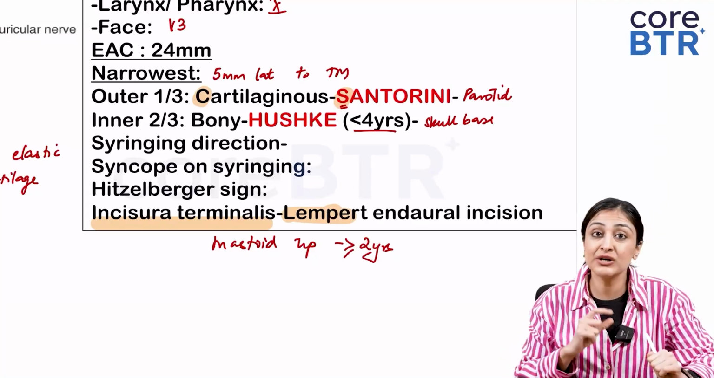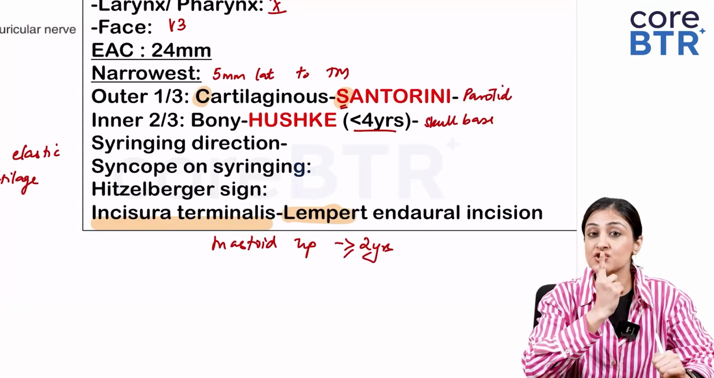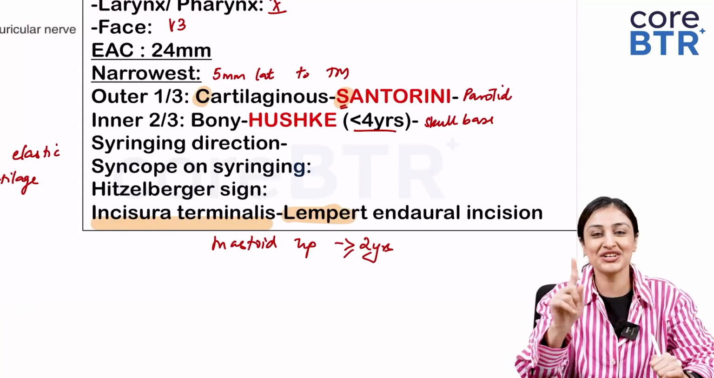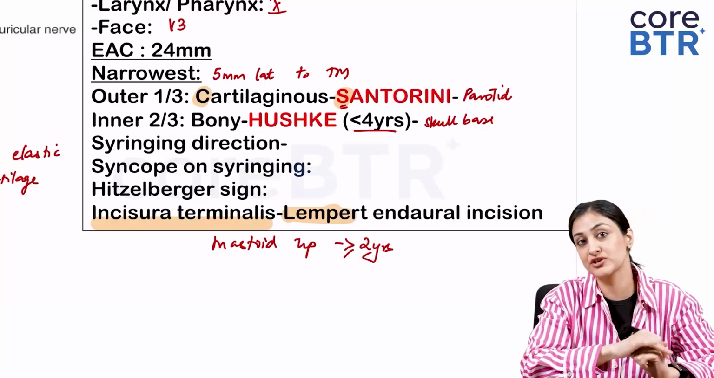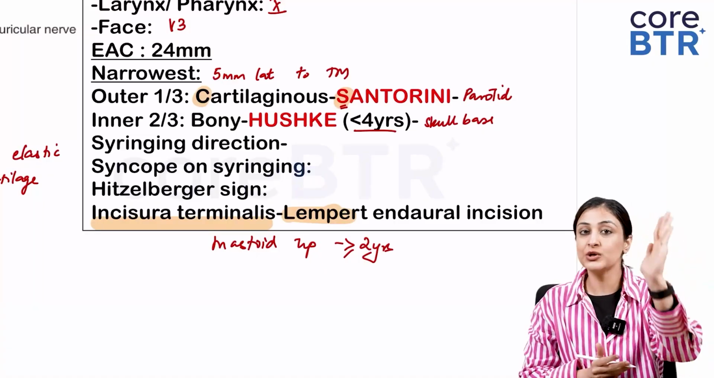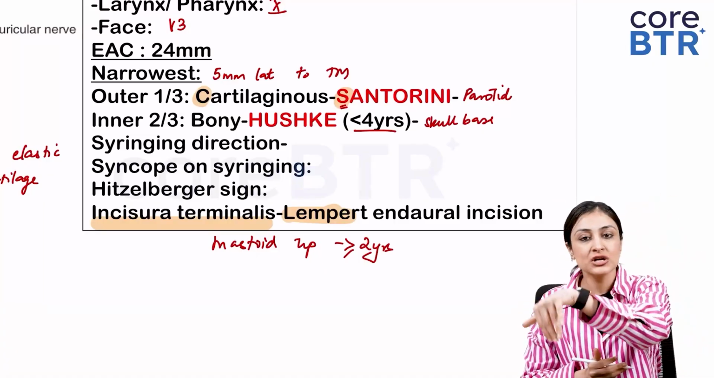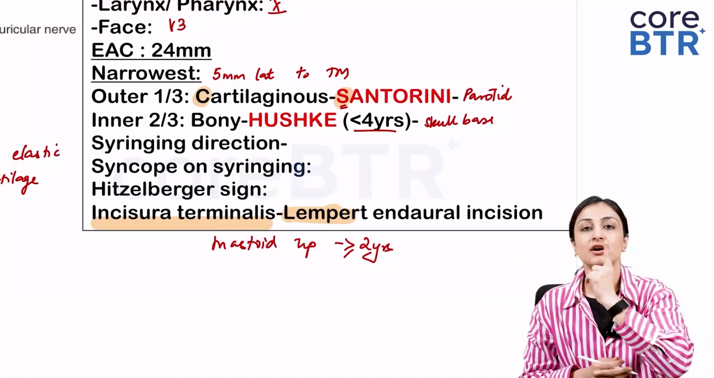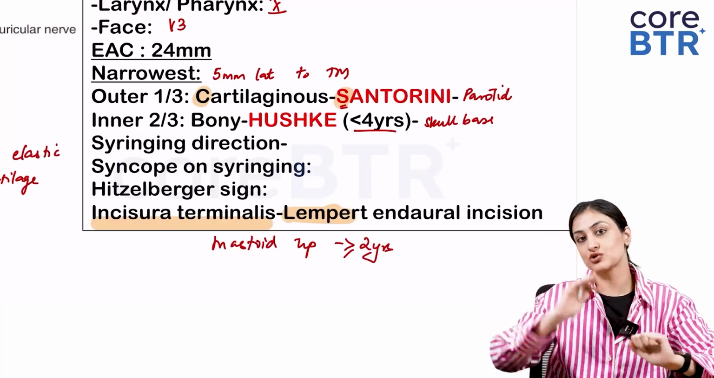So that's why you'll remember Huschke. We tell children "hush," right? So Huschke is for kids less than 4 years. We have to be careful of their ear infection. Fine. So what did we do? So cartilage, Santorini, parotid. Children, Huschke will go into the brain.